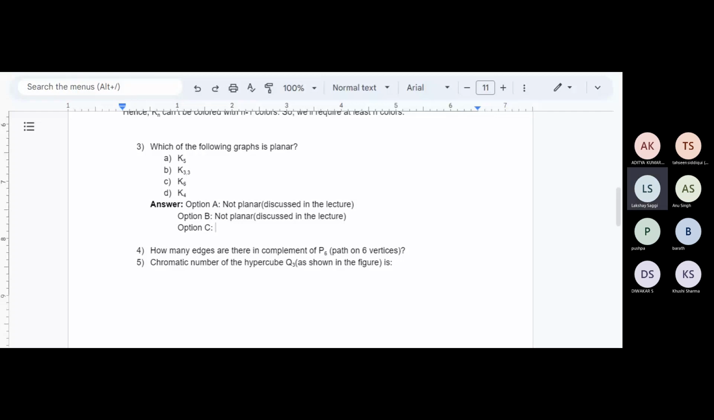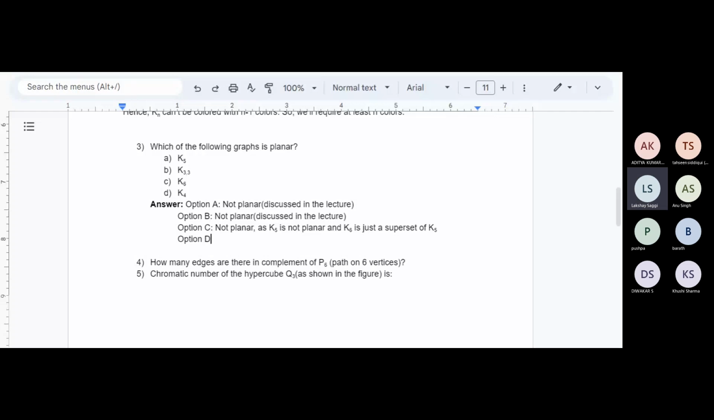Maybe you guys can listen to what I said in the recording. I'll type it down also. K5 is not planar, and K6 is just a superset of K5. Basically, K6 contains K5. So if it contains something which is non-planar, how can the bigger thing be planar?